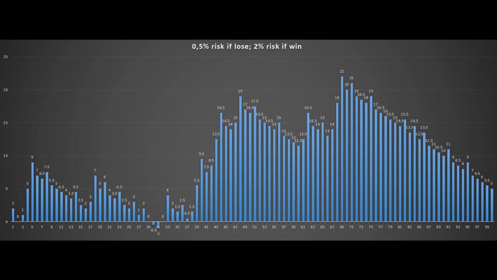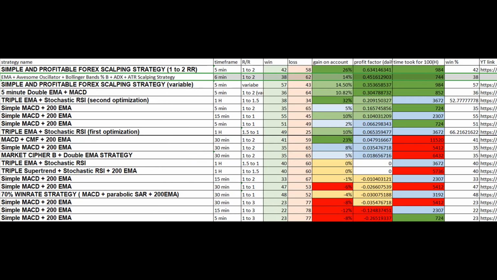And finally, let's see where this strategy is placed in our ranking table. In this Excel sheet, the strategies are sorted by the profit factor, not by the gain on the account, because we have to take into consideration how long it takes to reach the given gain on the account. The profit factor basically shows the daily percentage gain for every strategy, giving us a fair way to compare them. You can find this Excel sheet in the description down below.